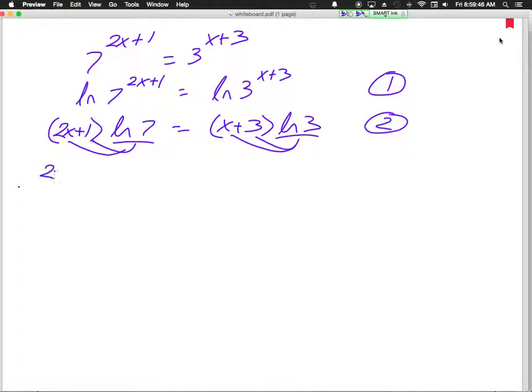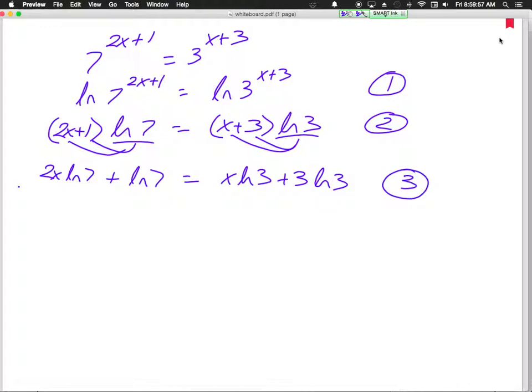So this gives me 2x natural log of 7 plus the natural log of 7. On the right side, x natural log of 3 plus 3 natural log of 3. So step 3 is distribute. Step 3 is distribute. Now what?